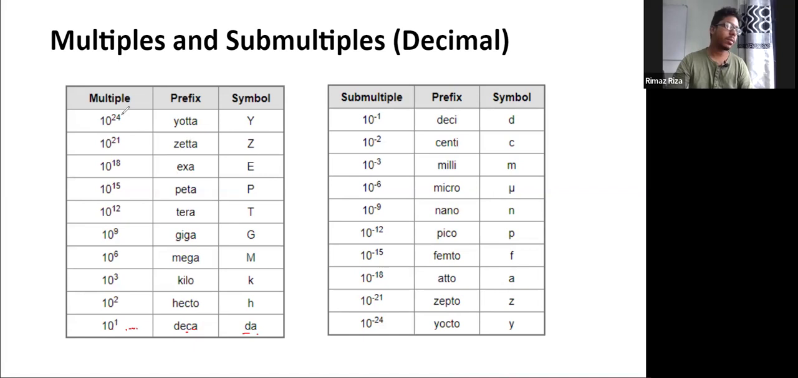If you write the note across the page, it will be difficult to memorize. But rather, if you write in this way: 10 to the power 1 is deca, 10 to the power 2 hecto, 10 to the power 3 kilo, 10 to the power 6 mega, 10 to the power 9 giga, 10 to the power 12 tera, like that you can easily study. So when you're completing your notes, please make sure you write from top to bottom. Did you all understand?